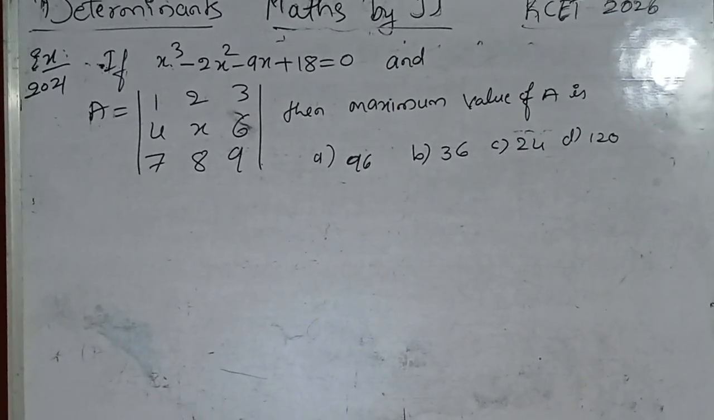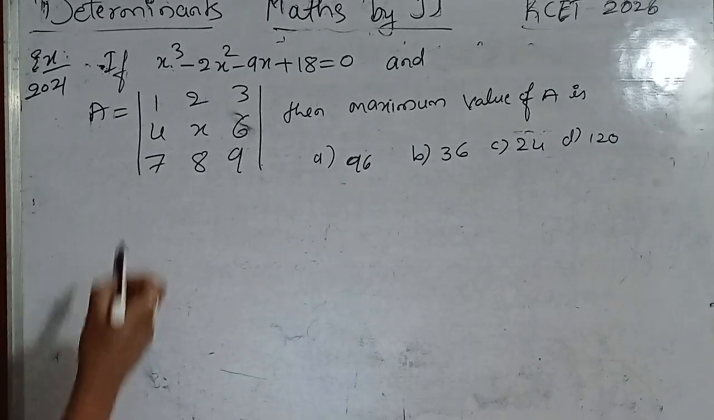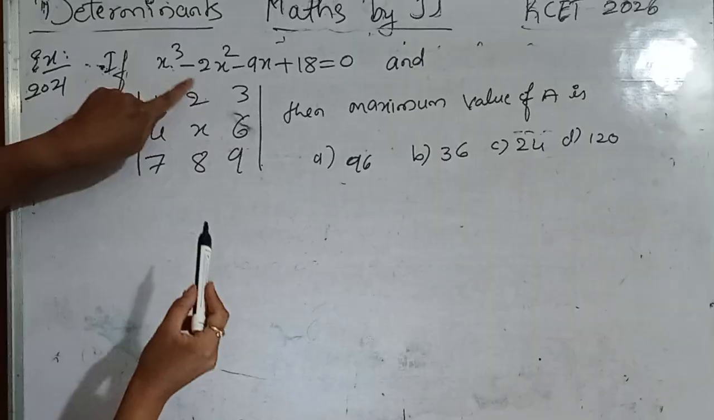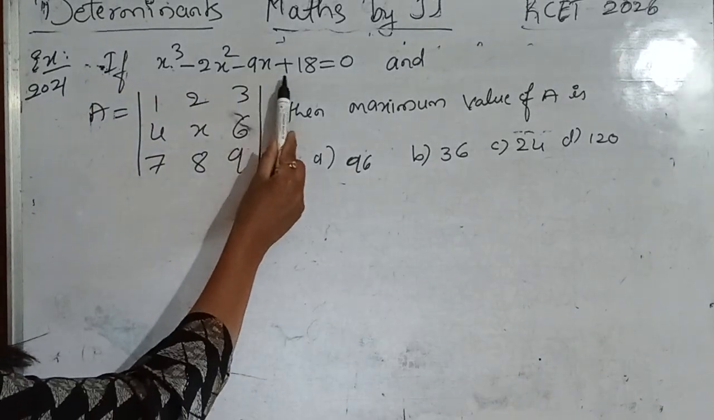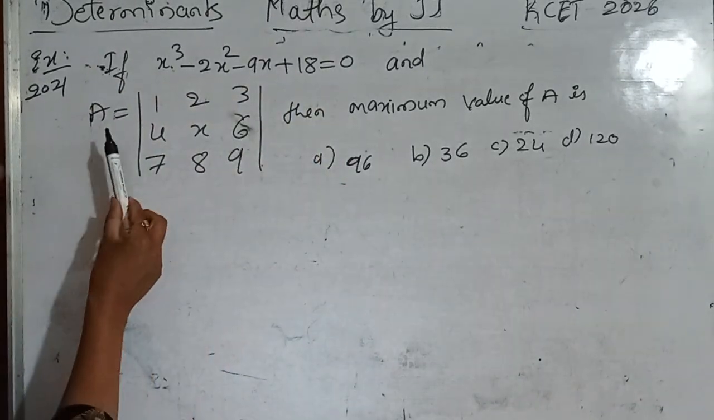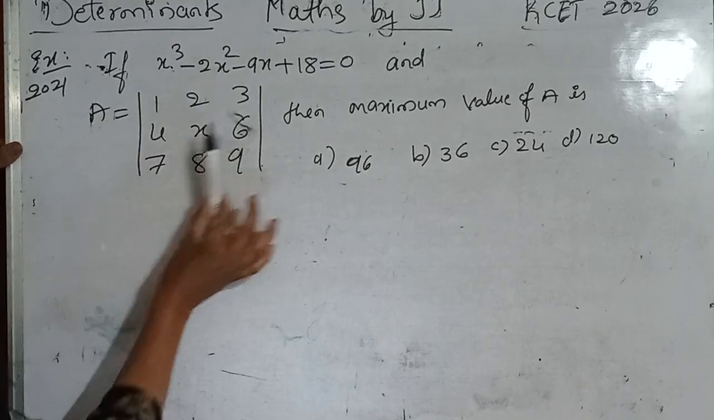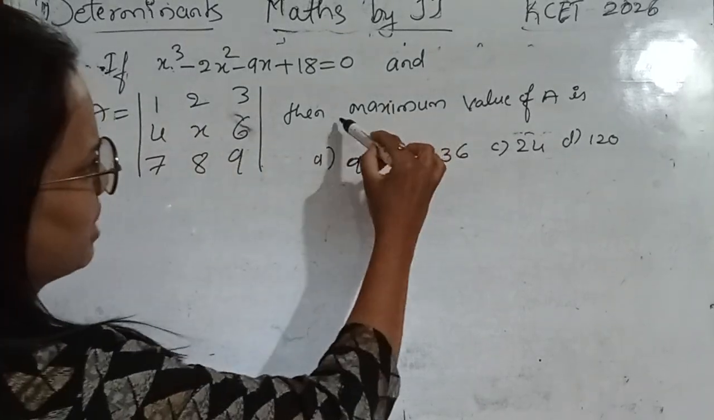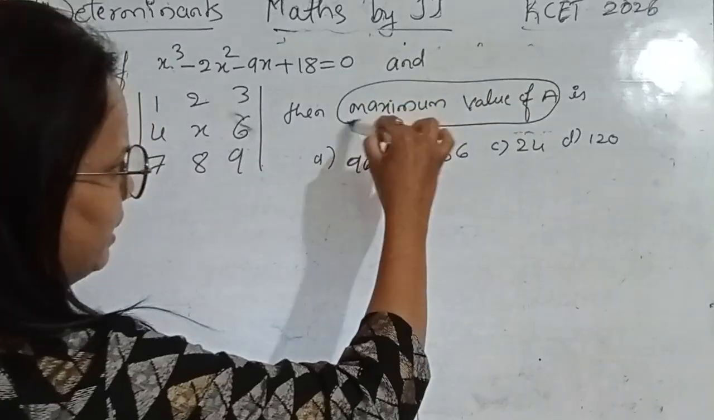Okay students, let us continue with the next example which was asked in 2021. The question here is, if x cube minus 2x square minus 9x plus 18 is equal to 0, and A is equal to the given determinant, then what will be the maximum value of A, they have asked.